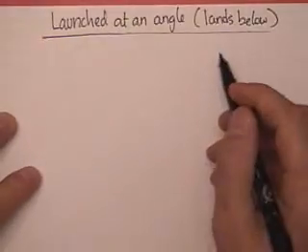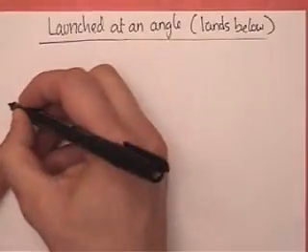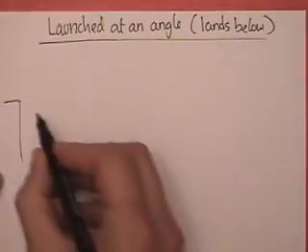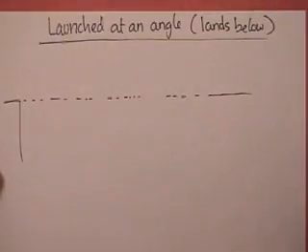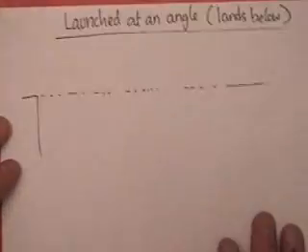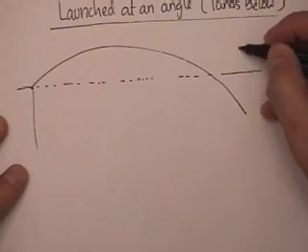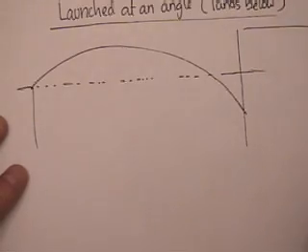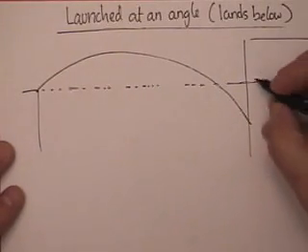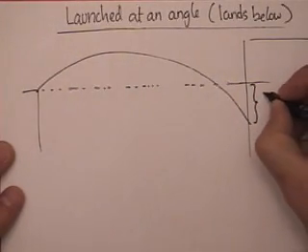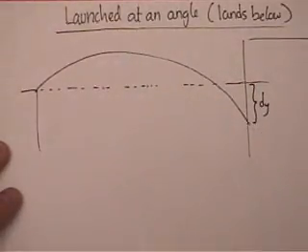Now we're going to launch it at an angle, but we're going to have it land below the launched angle. So really your situation is going to be like a cliff. You're going to have your original level, and your object is going to be launched at some sort of angle, but it's going to land below. So you can have something here like maybe a big building over there. And we're going to want to find how far below that original line this thing lands.